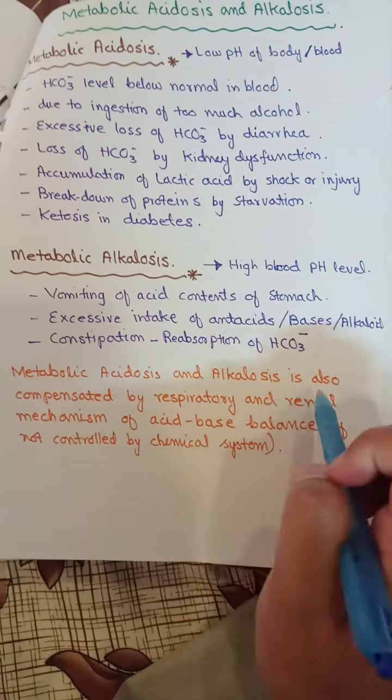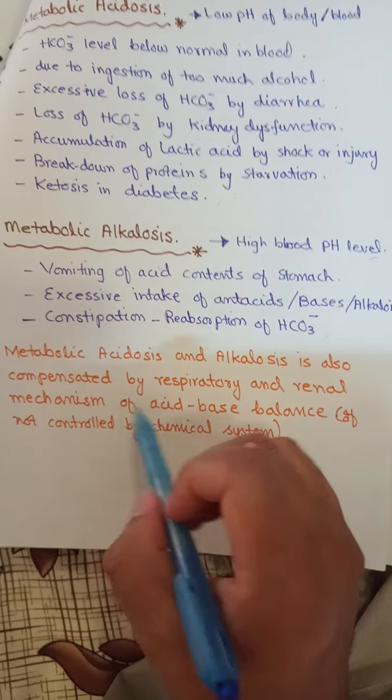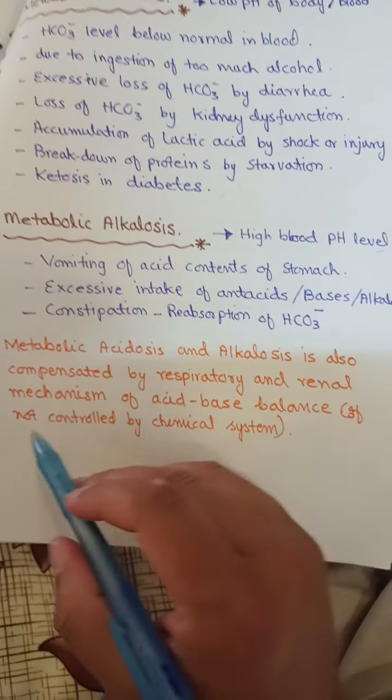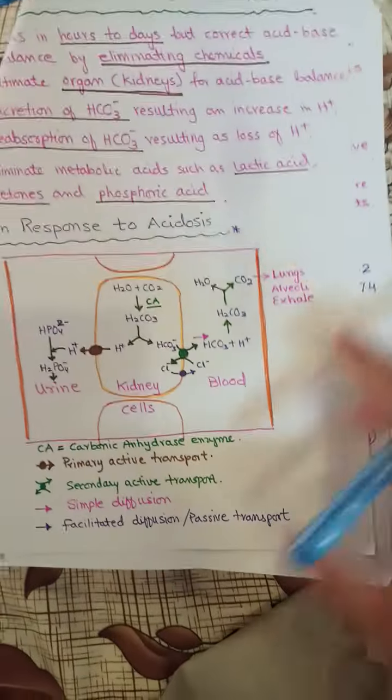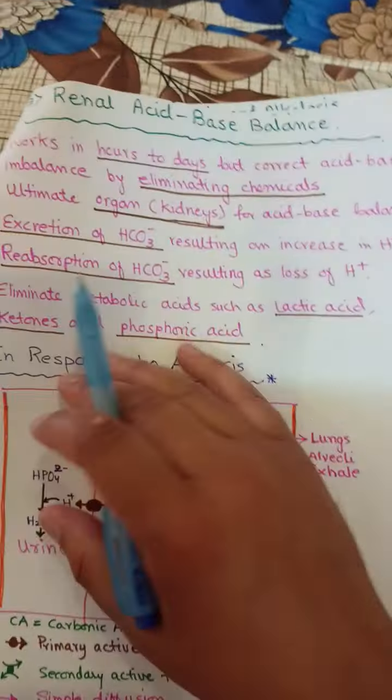Metabolic acidosis and alkalosis are also compensated by respiratory and renal mechanisms of acid-base balance if not controlled by the chemical system. So metabolic acidosis and alkalosis are also maintained by our renal system or our respiratory system, and also the buffer system.